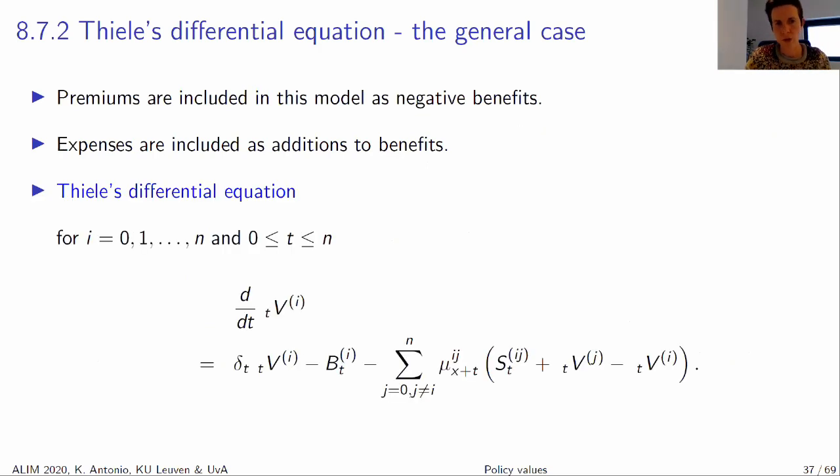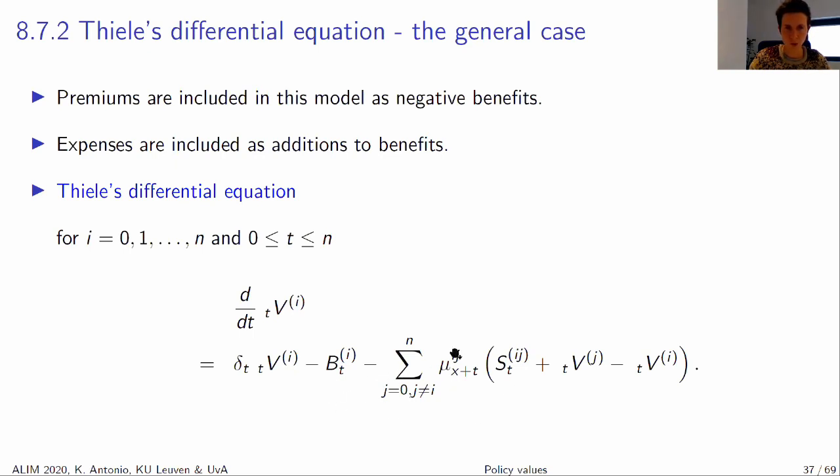I can write down the expression for the evolution of the policy values over time for a policyholder who is in state i at time t. And I'm coming up with expressions like this, where we recognize the same structure as what we had in the example for the disability income insurance setting. Because if you look at what we had for the disability income insurance product, for the policyholder occupying state zero, we would have here delta times tV0. We would then have plus P, because then we receive negative benefits in the form of premiums as an insurance company.